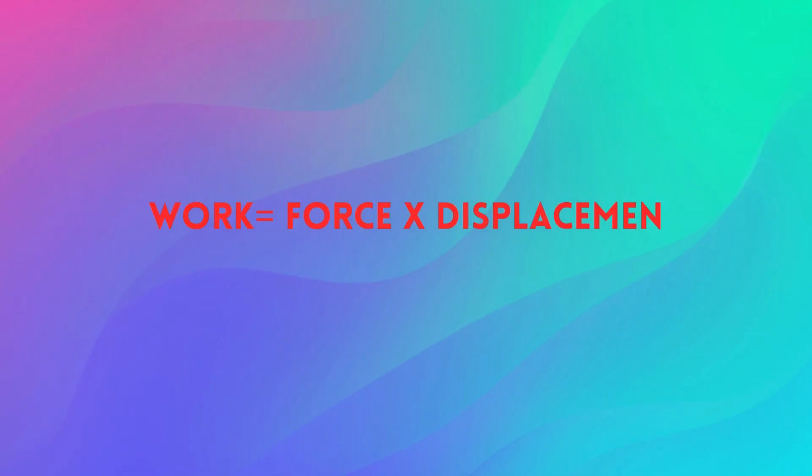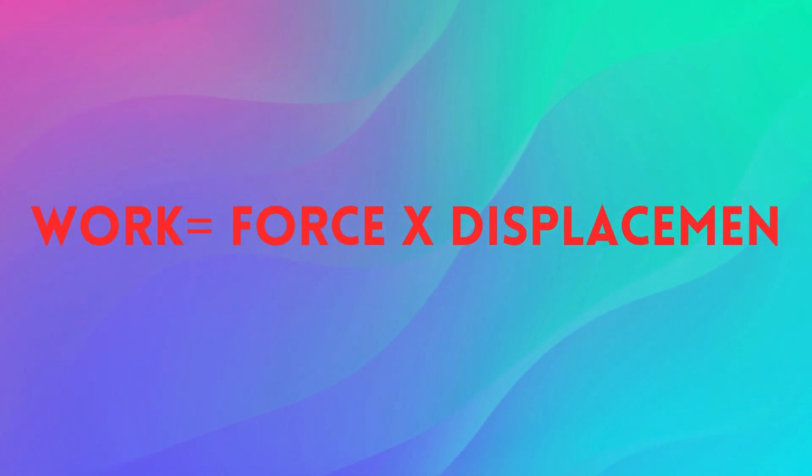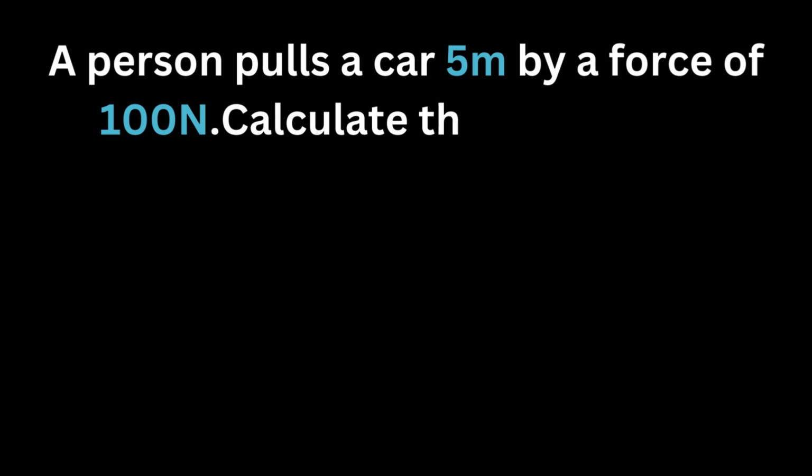The formula of work is work done is equal to force times displacement. Here we have a problem. A person pulls a car 5 meters by a force of 100 Newton. Calculate the work done.